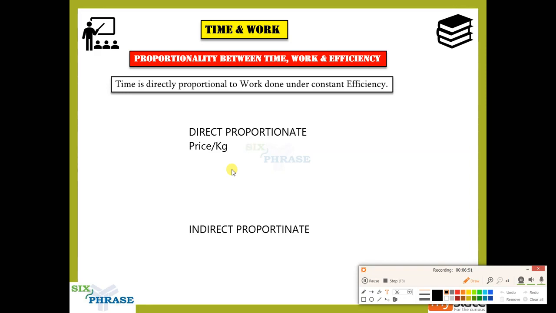Price per kg. Okay, or yes, quantity. You could take this as quantity. Yes, this is quantity. Now, guys, if 2 kgs, okay, let us suppose the price per kg is 50 rupees. Okay, price per kg is 50 rupees.